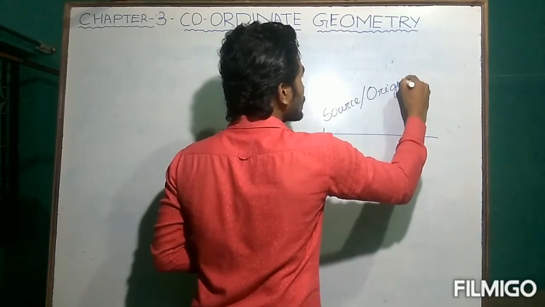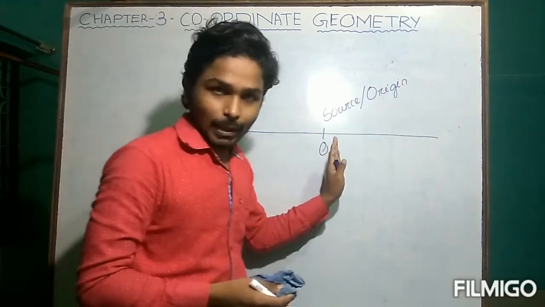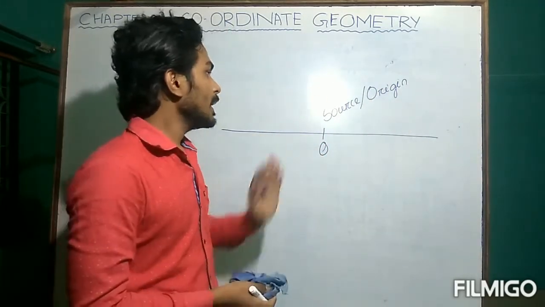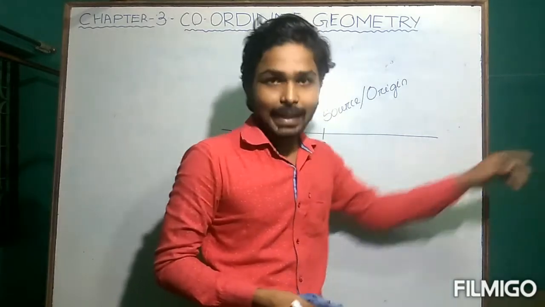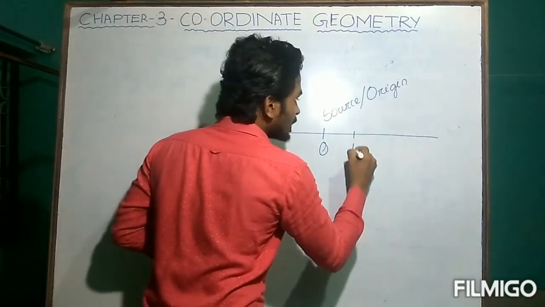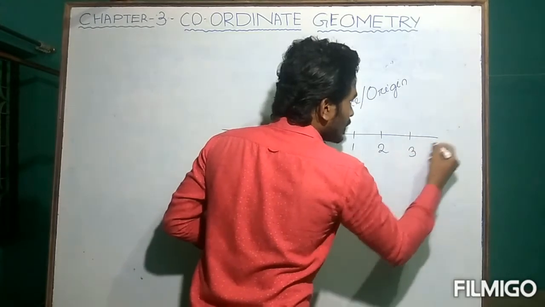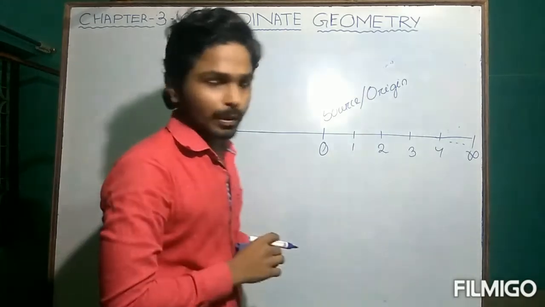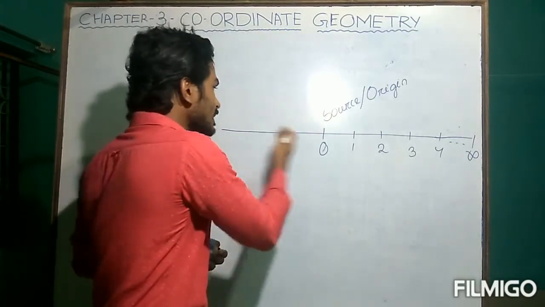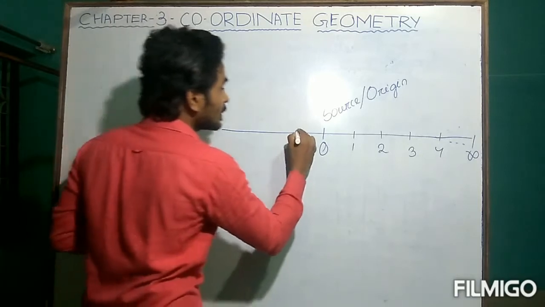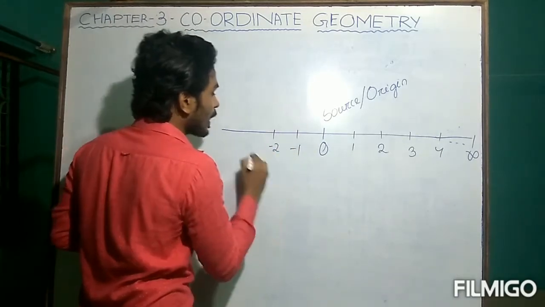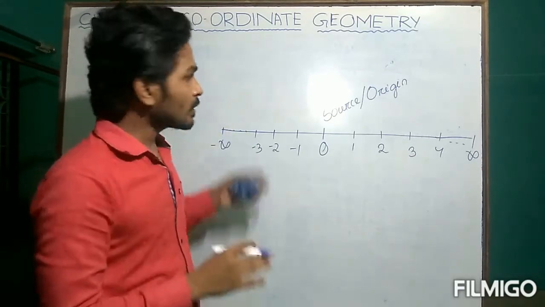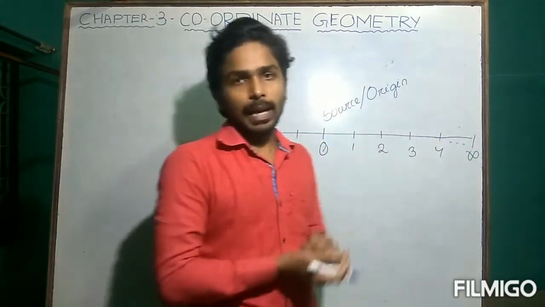Why is it known as origin or source? Because from 0 we start moving towards the right or towards the left. If we move towards the right, then all the positive numbers come, up to infinity. If we move towards the left, we get negative numbers like -1, -2, -3 up to minus infinity. So this is a basic number line.